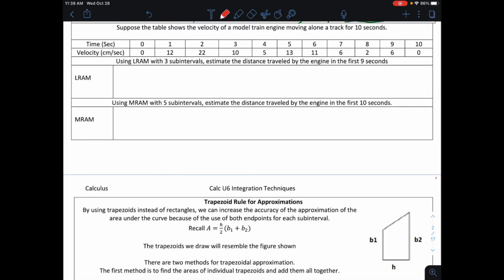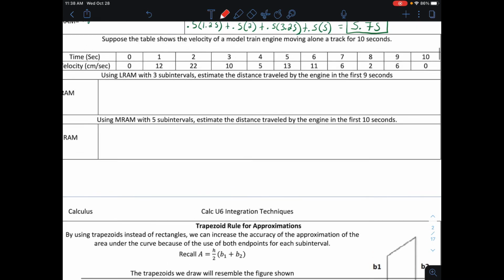Okay. Well, here we go. We got another example here. This time we're going to go back to using a table like we did at the very beginning. So the table shows the velocity of a model train engine moving along a track for the 10 seconds. I want to use two approximation methods that I have here over the given intervals, and we want to estimate the distance traveled by the engine in the first 9 seconds.